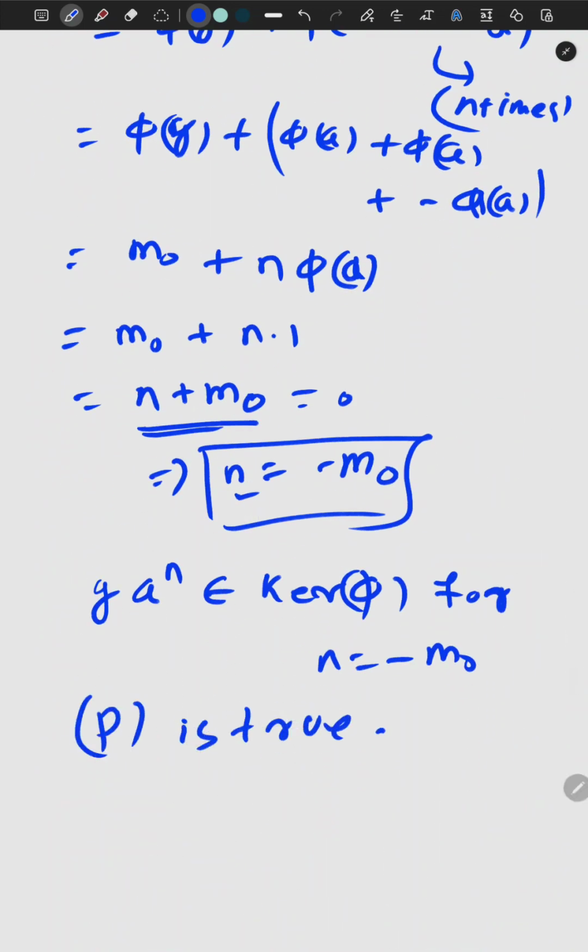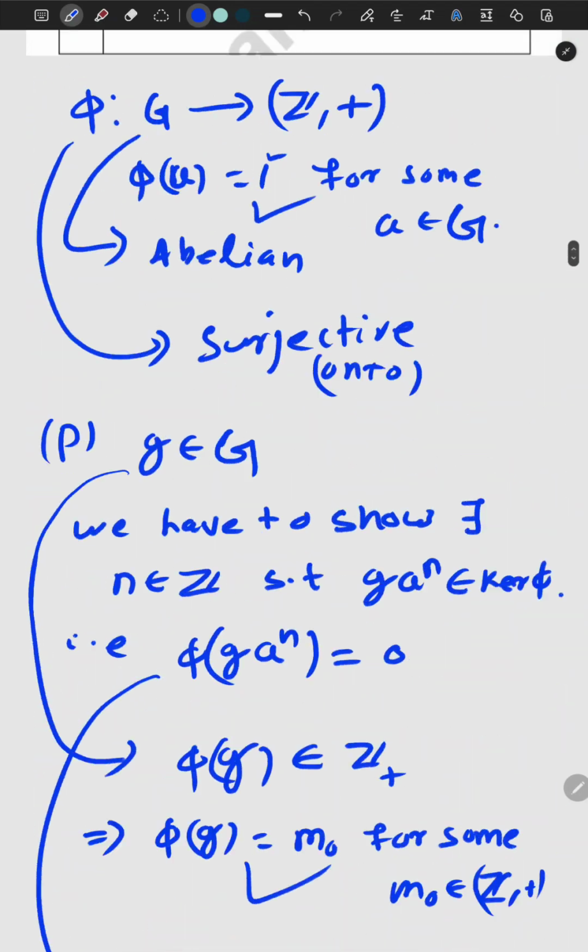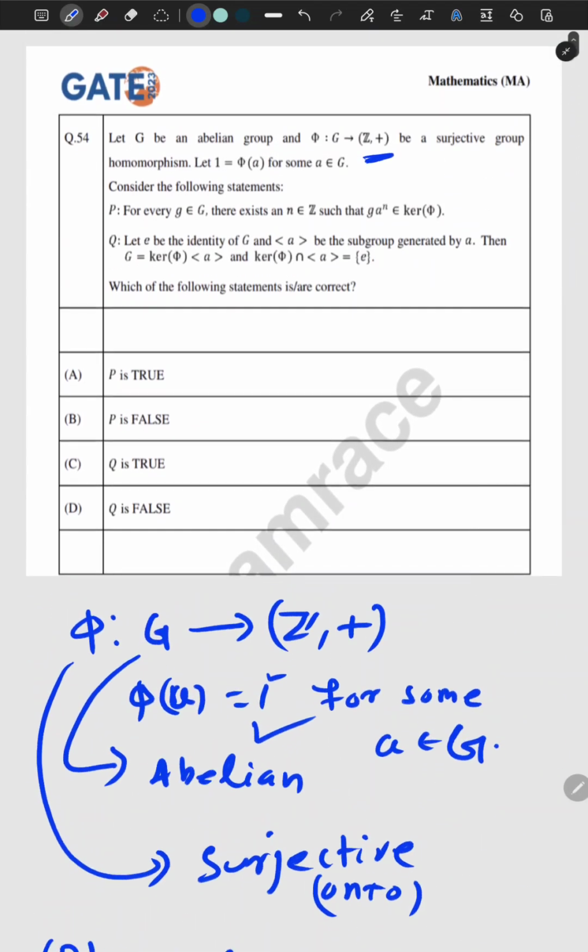Let us check statement Q. What does Q say? Q says that e is the identity element of G and the angle bracket a is the subgroup generated by a. Then we have to show that G equals kernel phi times the subgroup generated by a, and the intersection of kernel phi and the subgroup generated by a is the identity element.